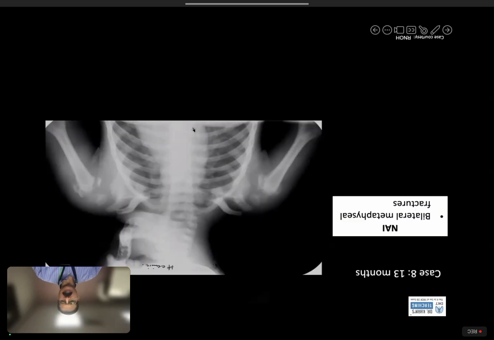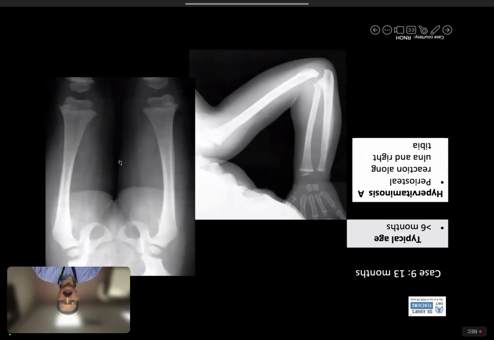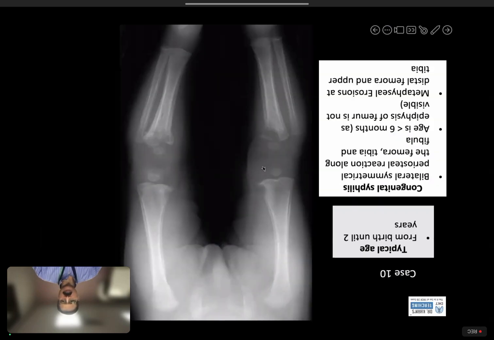This is one of the differentials. And then comes NAI. NAI, where you will see metaphyseal corner fractures, and then hypervitaminosis A. In hypervitaminosis A, there can be periosteal reaction. In periosteal reaction, the typical age group is more than 6 years. And then comes congenital syphilis. Please remember that syphilis has got a rebound as far as numbers of cases are concerned in the UK. And of course, overseas, it is much more common, and you can see these kinds of cases.